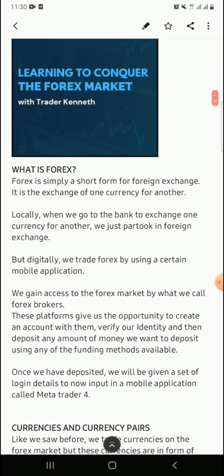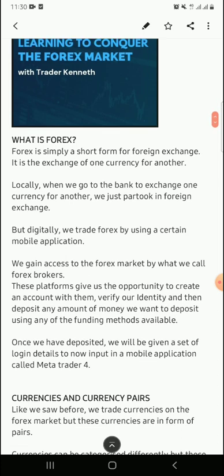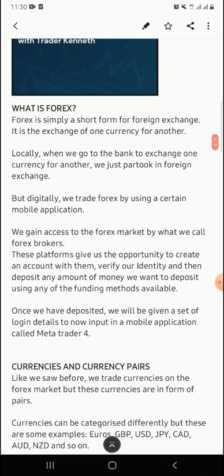Now, the first thing we're going to learn, as usual, is the basic terminologies and concepts, like the definitions, the basic things you need to know and all that. All right, so we are starting with what forex is. Now, forex is simply a short form for foreign exchange. It is the exchange of one currency for another. Okay, so locally, when we go to the bank to exchange one currency for another, we just partook in a foreign exchange. So if you go to the bank right now and you exchange, let's say naira to dollar, you just partook in foreign exchange. If you exchange your pound to dollar, you just partook in foreign exchange.